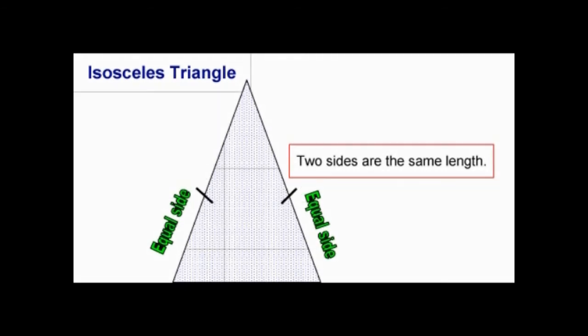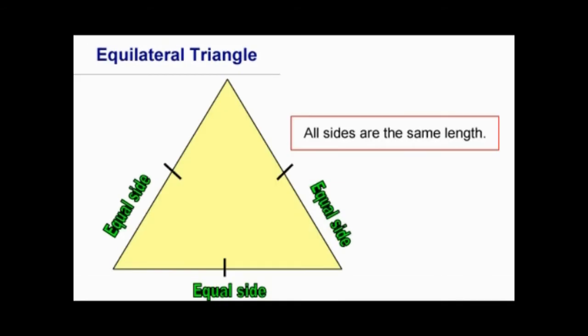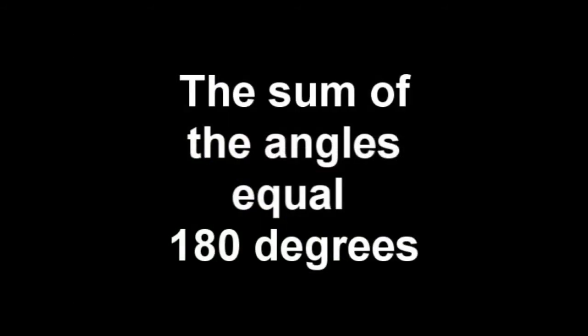And if the sides are the same length, that means the opposite angles must be equal. An equilateral triangle means that all the sides are the same length. Do you see the three tick marks? That tells us that all those three sides are equal. And if all the sides are equal, that means all the angles are equal, which tells us they must be 60 degrees, because 60 plus 60 plus 60 equals 180.